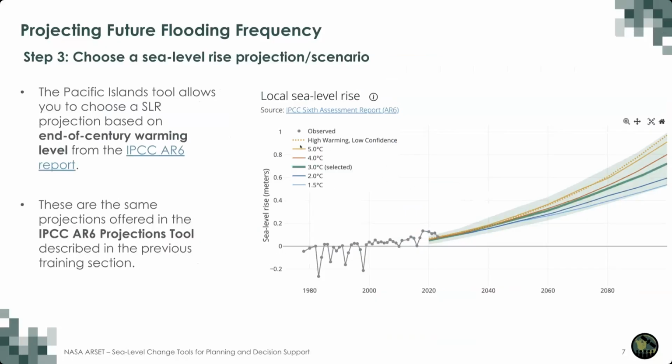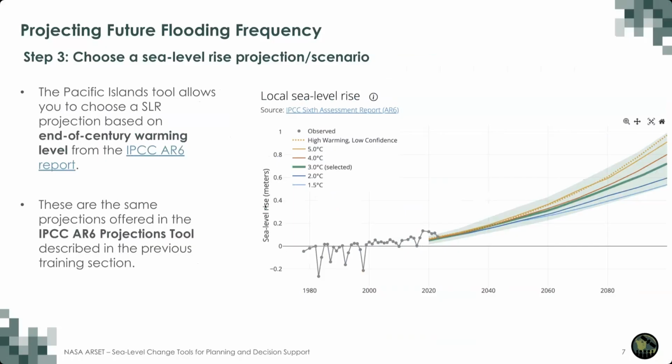Bob already discussed these, and here we've framed these scenarios in terms of end of century warming. So you can choose the amount of global warming by the end of the 21st century. I've selected 3 degrees Celsius by the end of the century. That's the green line. You'll see the line gets a little thicker, and it also shows this shading in the background that shows the range of possibilities for that end of century warming in terms of sea level.